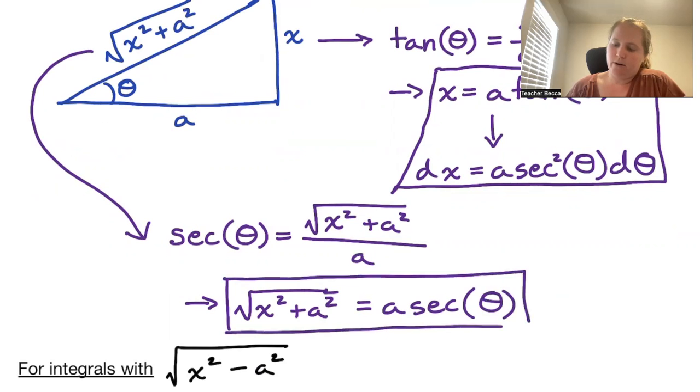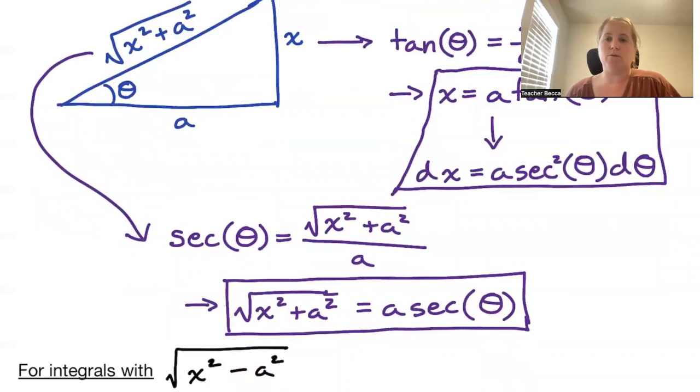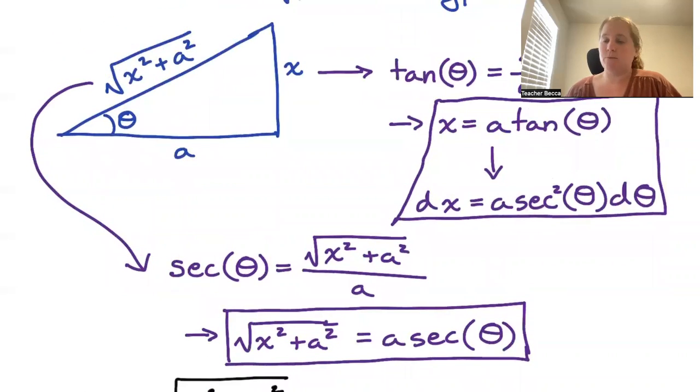So again, we now have a substitution in place of our x. We have a substitution in place of our square root x squared plus a squared, and we have a substitution in place of dx.